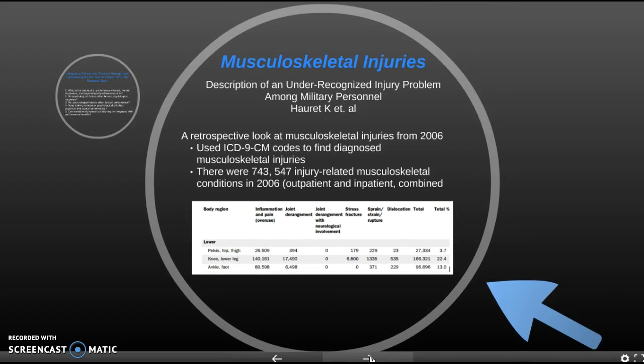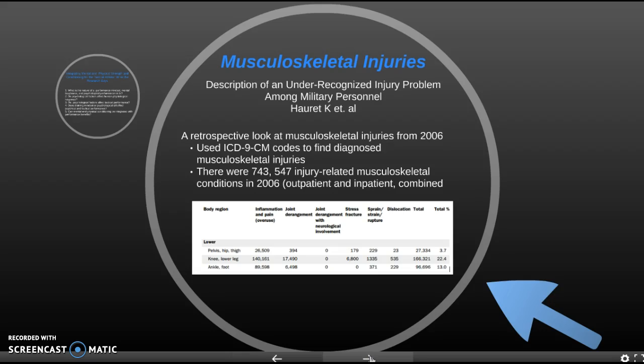One of the articles that I found that was really great was Musculoskeletal Injuries, Descriptions of an Unrecognized Injury Problem Among Military Personnel. It was a retrospective look at musculoskeletal injuries from 2006. The researchers used ICD-9-CM codes to find diagnosed musculoskeletal injuries. They found that there were 743,547 injury-related musculoskeletal conditions in 2006.